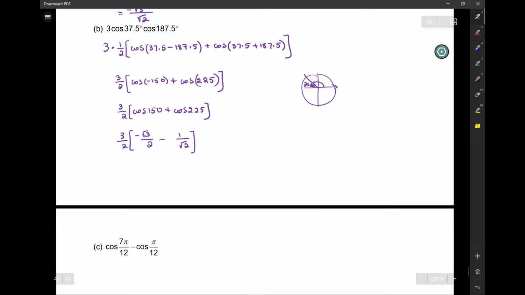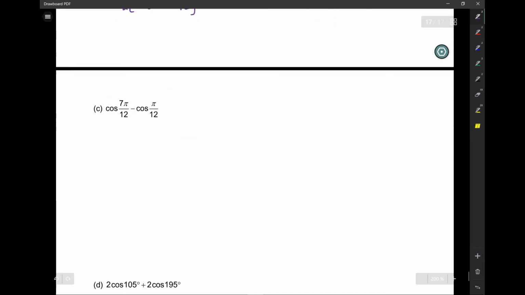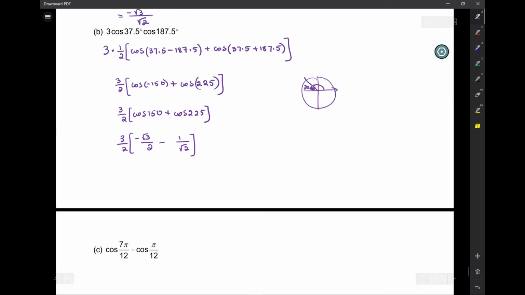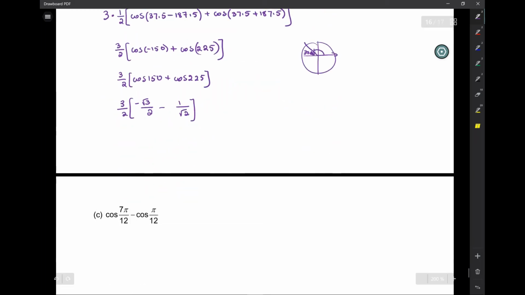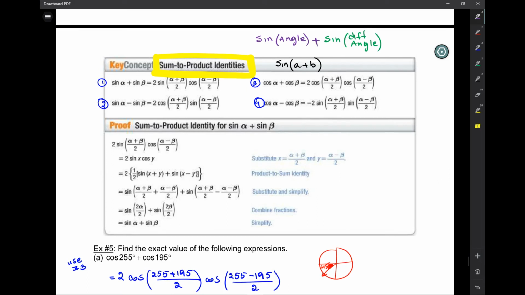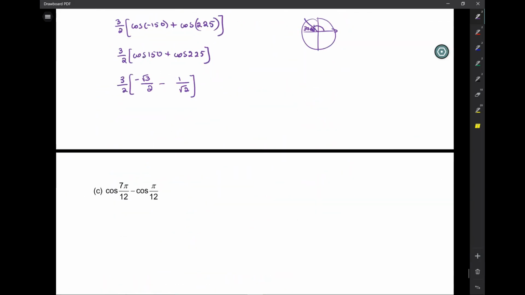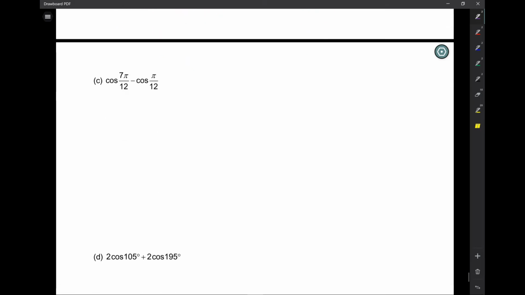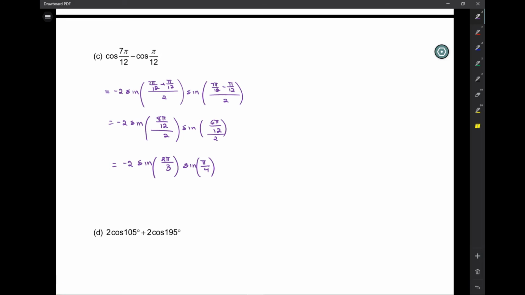Okay, so this one, you're going to do on your own. But first, let's decide which identity we're going to use together. Is it sum to product or product to sum? Sum to product. And it's cosine minus cosine, so it's number 4. This one's a bit of a doozy because you've got all these radians, so you're going to have fractions over fractions. When you do the combining, you end with this.